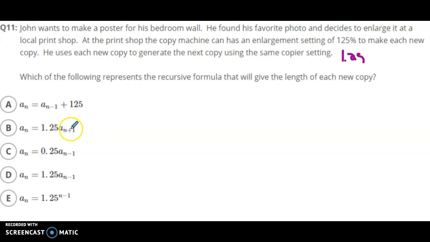The previous one is a n plus 1, it's n minus 1. Adding 125 is not what you want. 0.25 makes it smaller. This is an exponent, which doesn't work. So then we get 1.25 a to the n plus 1 or a to the n minus 1. And like I said, if you want the last one, it's n minus 1. So it's 1.25 times whatever your last size was to get your new size.